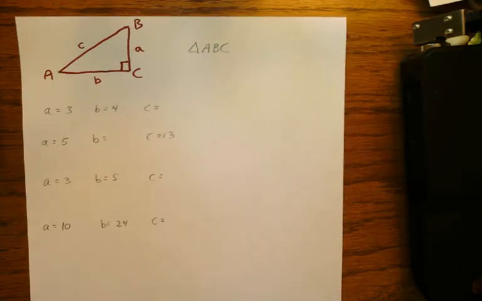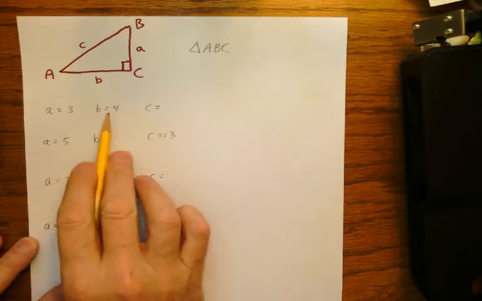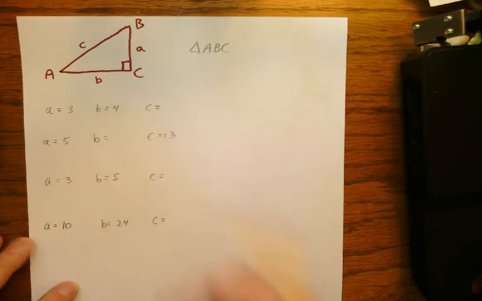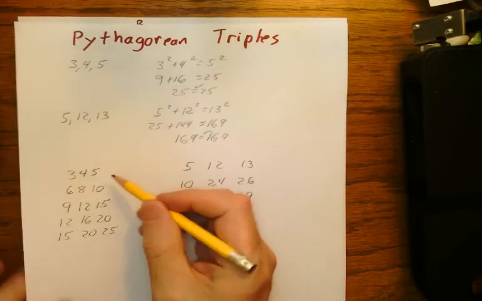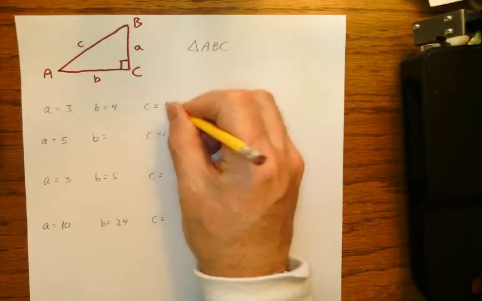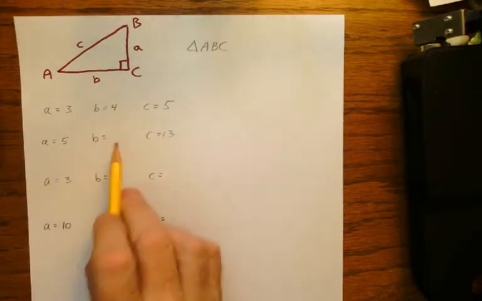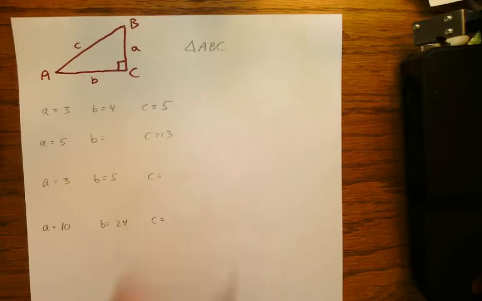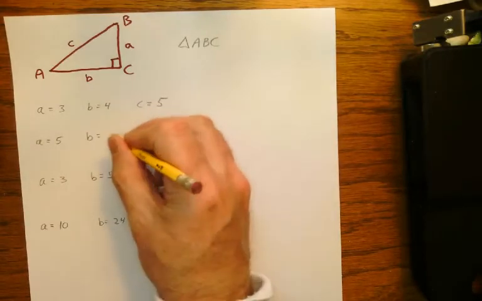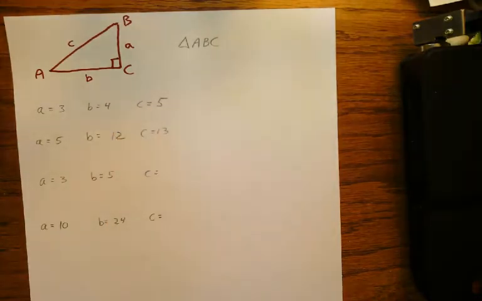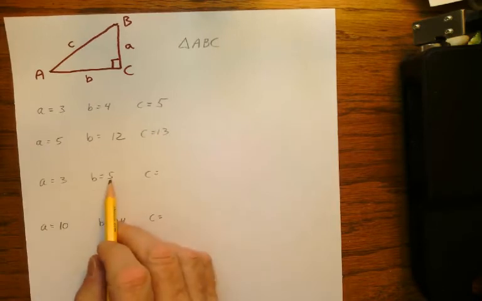Okay, so if I say a is 3 and b is 4, well, those are the legs, 3 and 4. Well, you could do 3 squared plus 4 squared equals c squared. But if you remember what I just showed you, that 3, 4, 5 is a triple, you can just say c is 5. Okay? One leg is 5, the other leg we don't know, the hypotenuse is 13. Well, if you remember 5, 12, 13, you can just put a 12 right there. There's your answer.